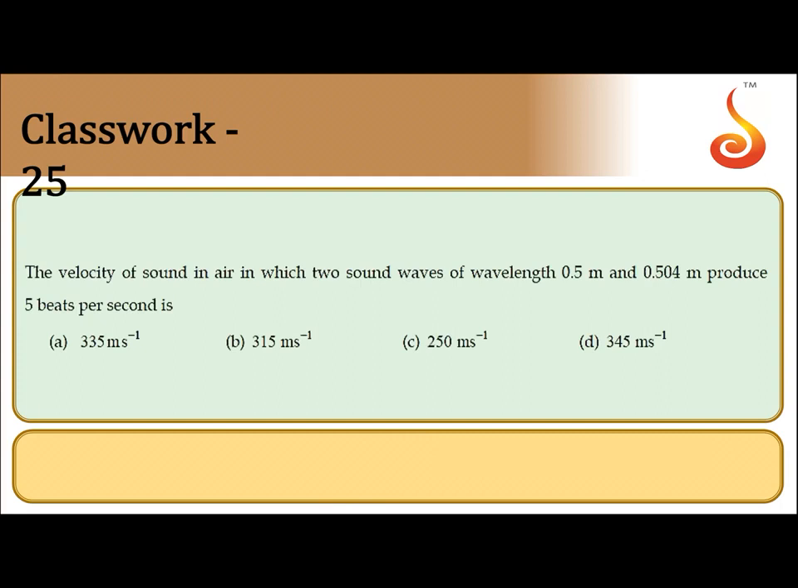Yes, moving on to next one. The velocity of sound in air, in which two sound waves of wavelength 0.5 meter and 0.504 meter produce 5 beats per second, is. So there are two waves. One is of 0.5 meter, the other is of 0.504 meter. They produce 5 beats per second.